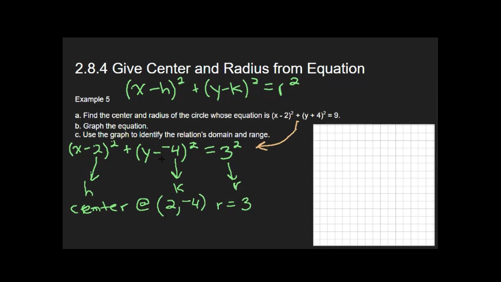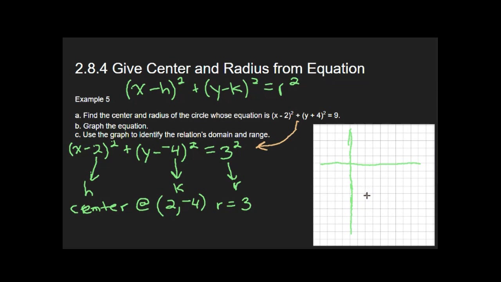Now we need to graph the equation. So if my center is at (2, -4), it's going to be positive 2 on the x and negative 4 on the y. I'm going to go ahead and put my, ooh, that was horrible. Let's try this again. I'm going to put my xy axis in here. Hopefully yours looks a little better. And so the center is at positive 2, 1, 2, and negative 4, 1, 2, 3, 4. Put my center in there.